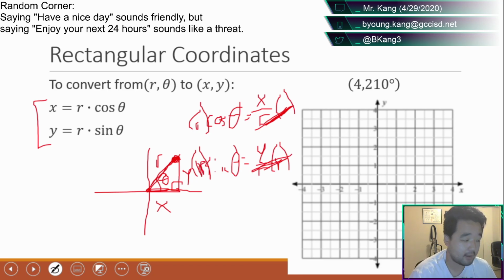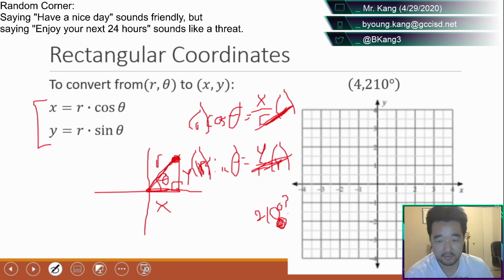So if you have 4, 210 degrees, we have a rough idea of what that looks like, right? 210 is going to be somewhere over here, right? 210 degrees. In pre-AP, you're doing the exact same assignment, except you have radians instead of degrees, just like normal.